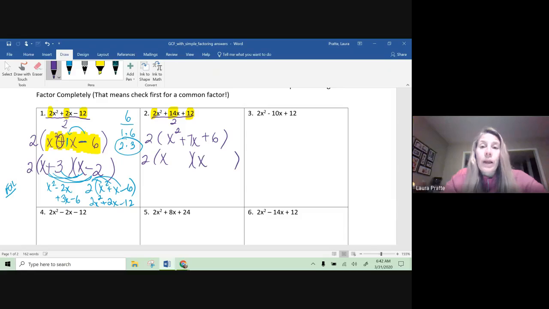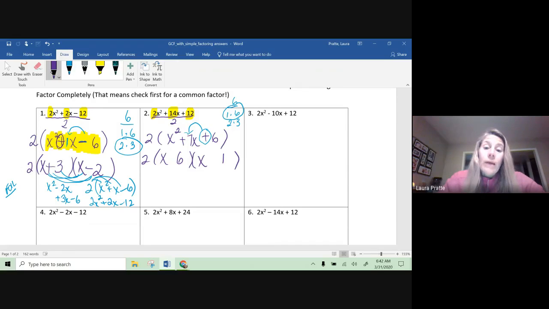So we're going to break up our x squared into x times x. Then again, we need those factors of 6. So we already know that the factors of 6 are 1 and 6 and 2 and 3. But this time we need those factors to add to get that positive 7 in the middle. So 1 and 6 are going to have to be the numbers that we use here because those are the ones that add up to 7.